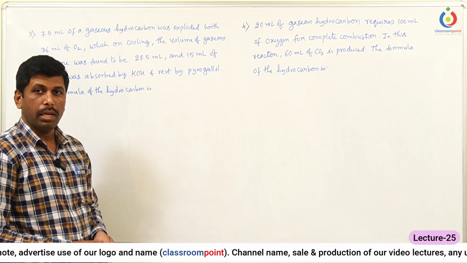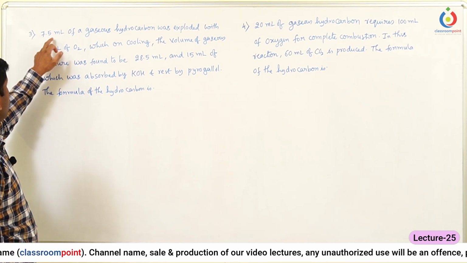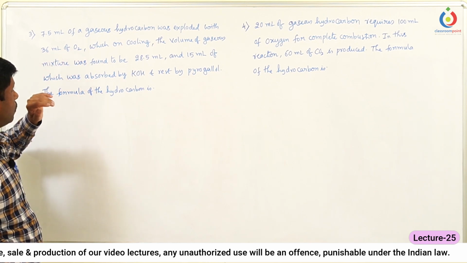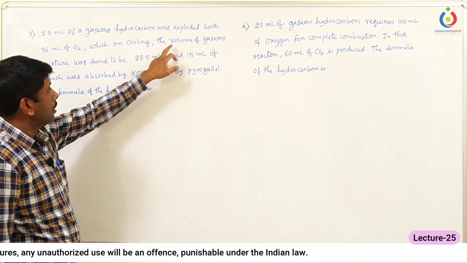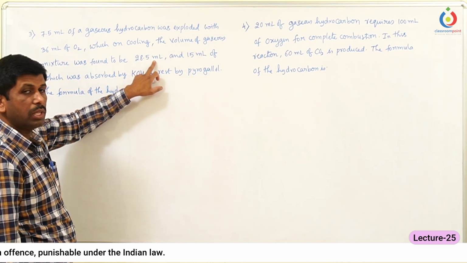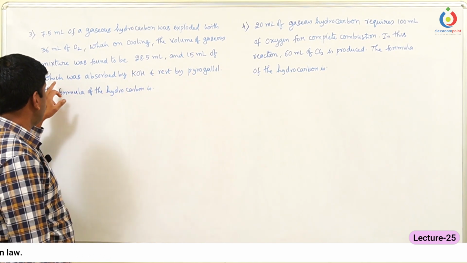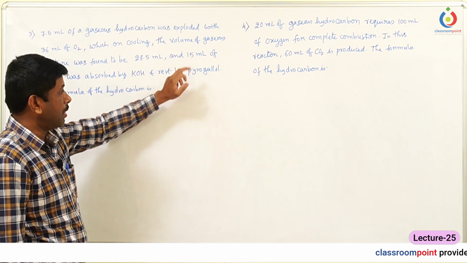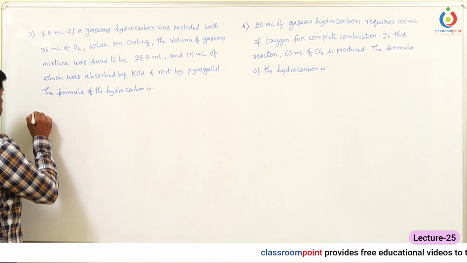So let us see some more questions. The question is 7.5 ml of gaseous hydrocarbon was exploded with 36 ml of O2, and on cooling, the volume of the final gaseous mixture was found to be 28.5 ml. The H2O is again in the liquid state, not necessary to consider. And 15 ml of it was absorbed by KOH. This is the volume of the carbon dioxide, and the rest is absorbed by pyrogallol. So let us see the formula again.